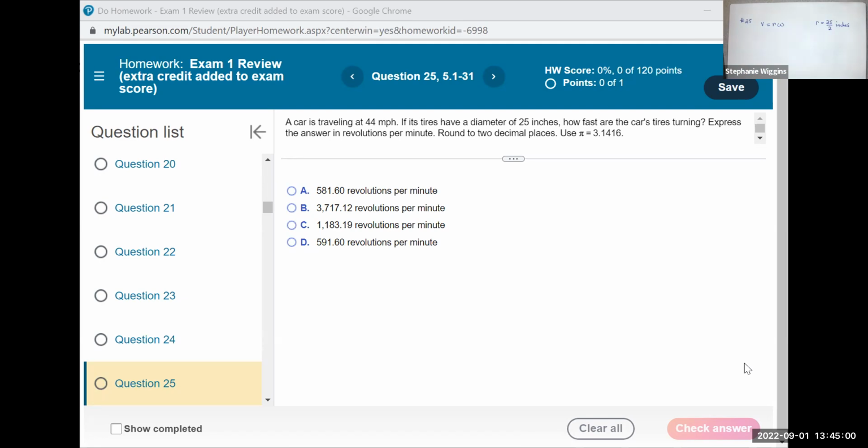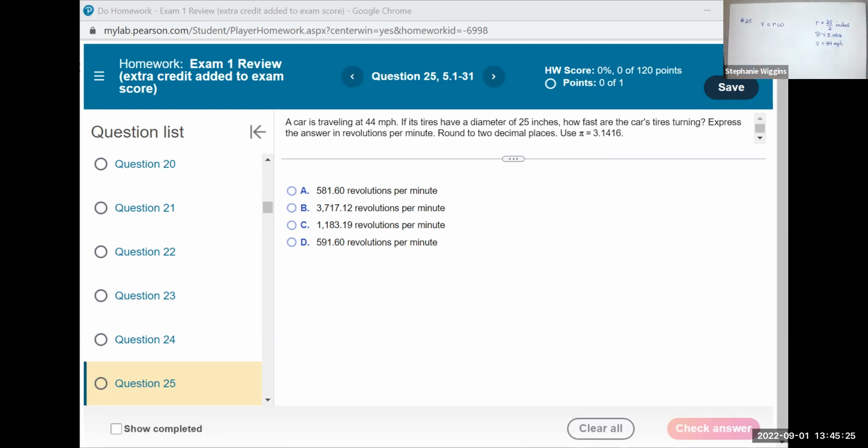And then we're also given that pi is equal to 3.1416. This is the rounded version of pi that they want us to use so that the answer will match exactly since they're rounding. And we're also given that the linear speed v is 44 miles per hour.